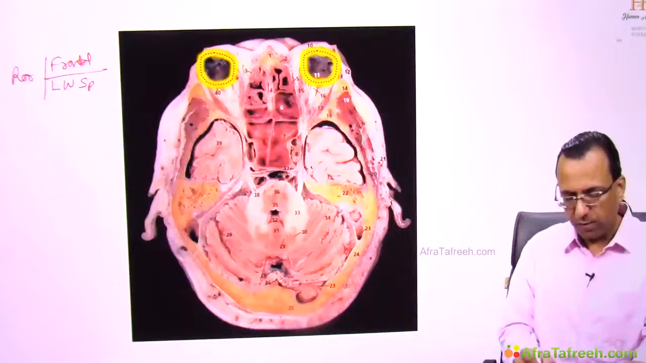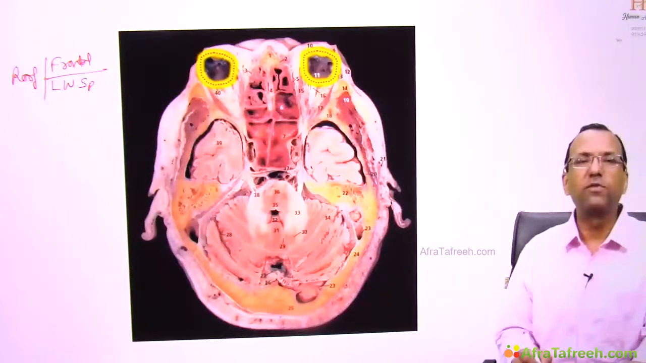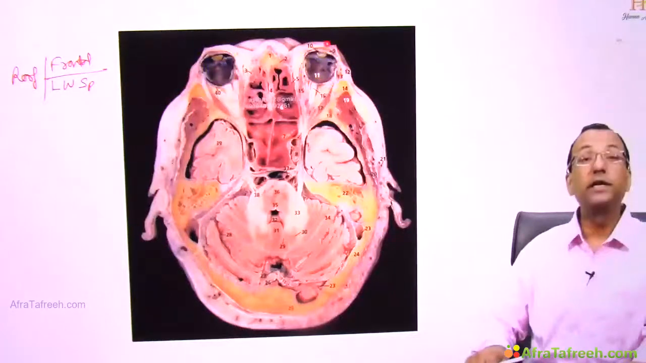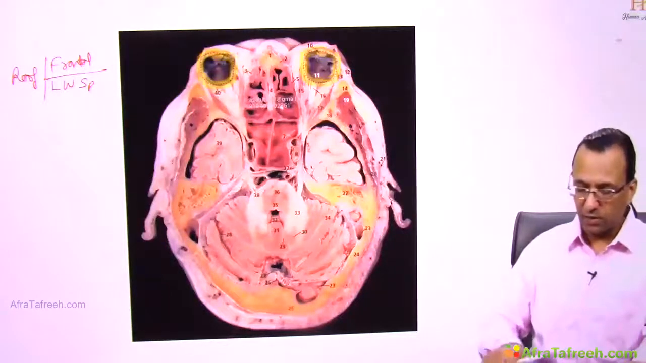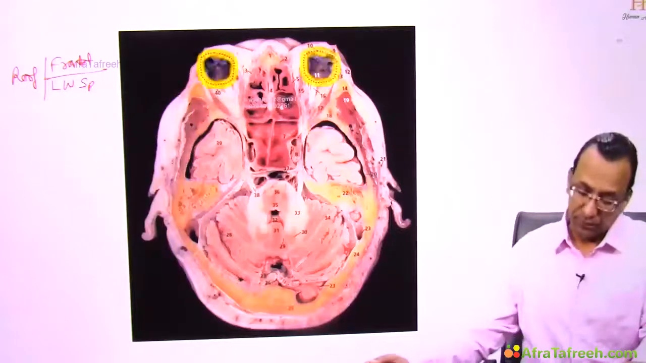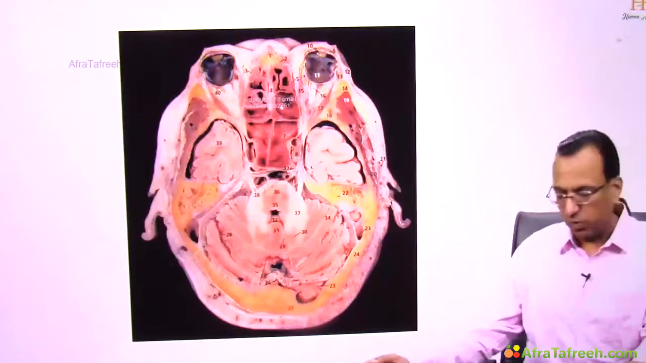Now, when you are talking about the roof of the orbit, there are two bones. You must have removed them: one is the frontal bone and the other is the lesser wing of the sphenoid. Then only you can see the eyeball. Okay, what else do you want to see?